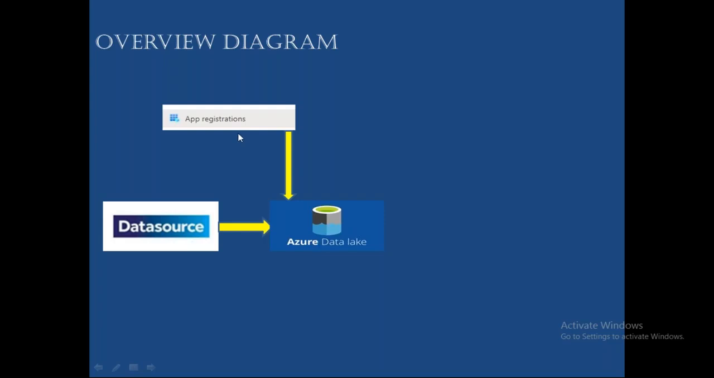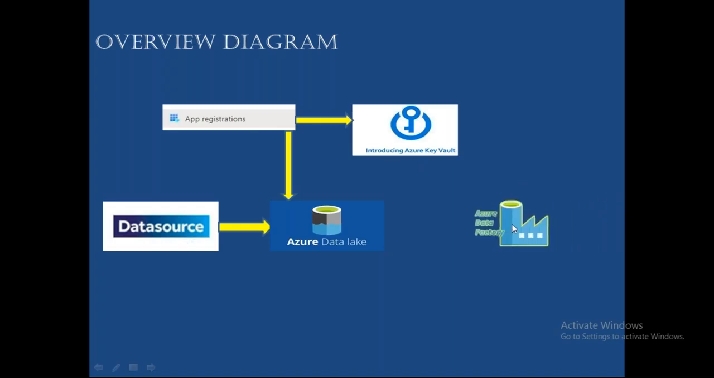Now this app has an application ID, secret, directory ID. All those are the useful information. All that information I will keep in an Azure Key Vault. When I keep all this information in Azure Key Vault, now my data factory will come here. First, data factory will connect to the Azure Key Vault. It will retrieve the application ID, secrets, all those things. Then it will connect to the data lake storage Gen1.